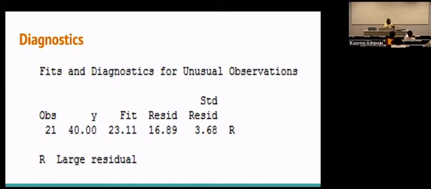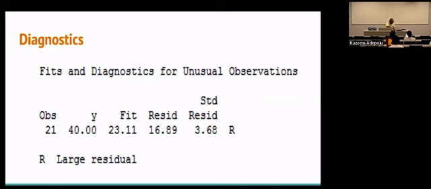Now, take a look at that. Residual, 16.89. That's a very large one. Look at the standardized residual, 3.68. That's very large, because for the standardized residual we expect something between -3 and 3, 3 sigma. Has anybody heard about 3 sigma? But this one is more than 3 sigma, which means we have a large residual here, right?